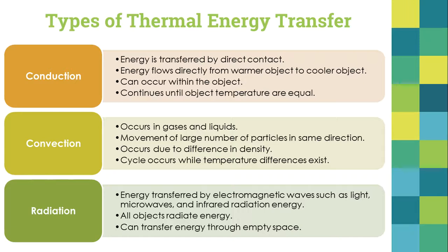And then at last we have radiation, in which the energy is transferred by electromagnetic waves, such as light, which we can see, microwave, and infrared radiation energy. These last two we can't see because they are not inside the visible spectrum, right? So all objects radiate some kind of energy. We can perceive it in this type of thermal energy as heat.